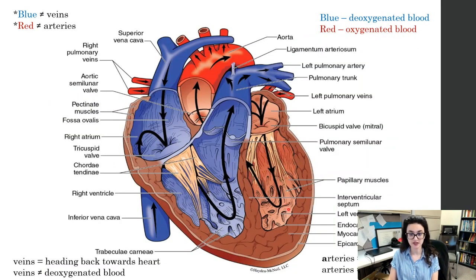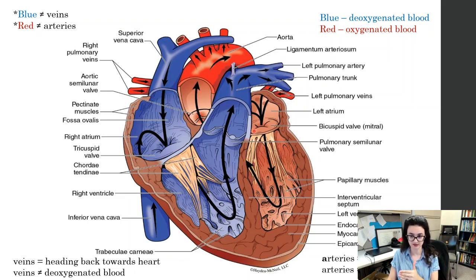And it's larger and more muscular here because it has to pump not just to the lungs, no, but to every tissue of the body. It has to pump to the entire body. The whole systemic circulation. So once the blood has filled there, it's oxygenated, it's ready to go.